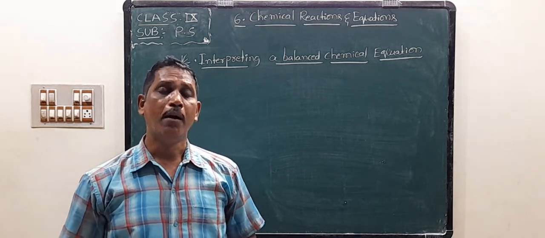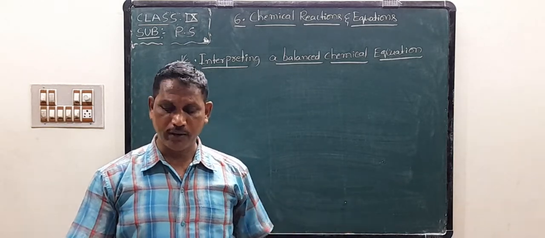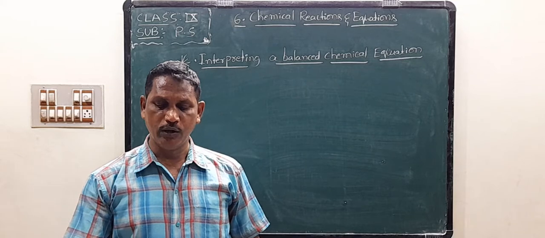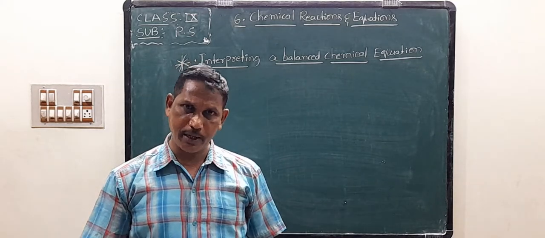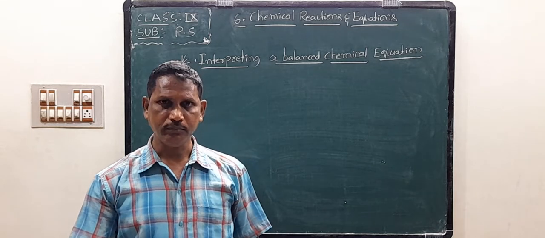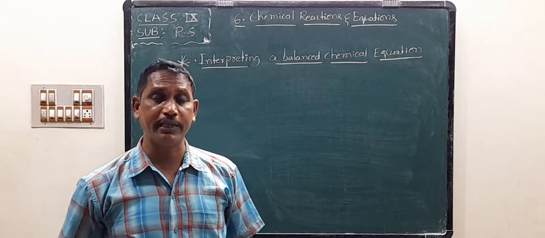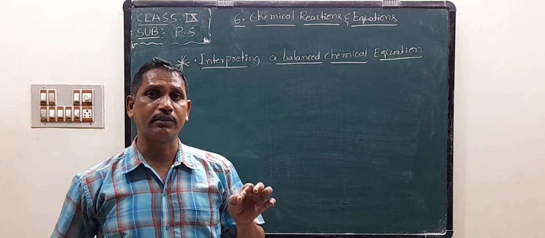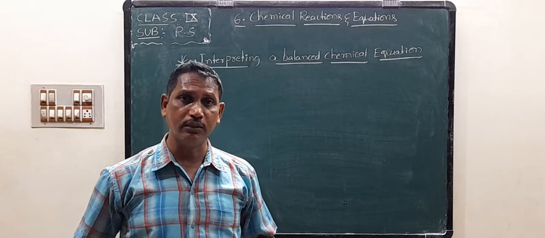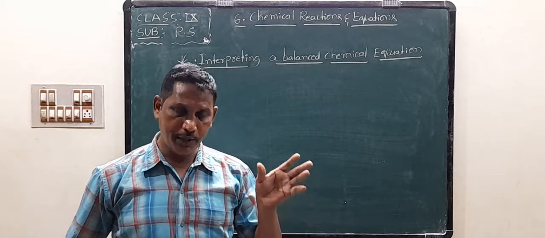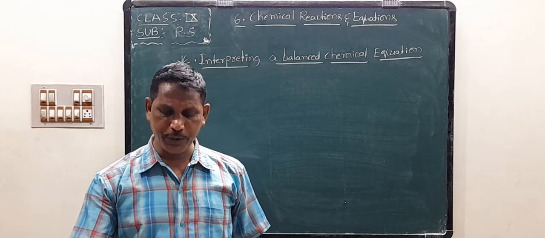The relative masses of reactants and the products are known from the chemical equation. Molecular mass is expressed in unified mass, denoted by the symbol U.